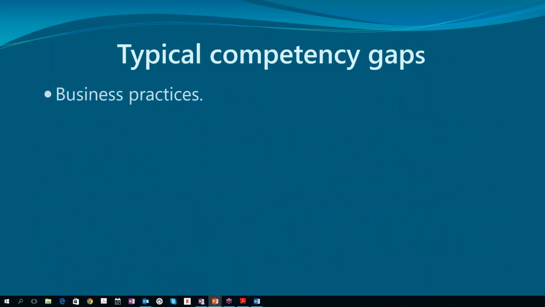Some of the competency gaps I see: business practices, lack of contracts. Most people who are in trouble with a complaint from the public wish they had a contract. And for maintenance, I think it could be quite a simple contract. You know, maybe even a one-page form, although I'm not a lawyer. You need to consult a lawyer if you're going to come up with your own contract.